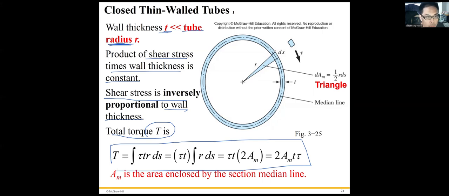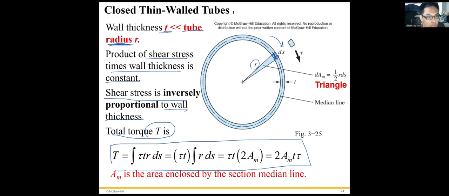So we look at this small element. So this t is much smaller than the R, right? Okay. So when we apply a torque, there's a maximum shear stress on the surface of the tube or solid rod, right?